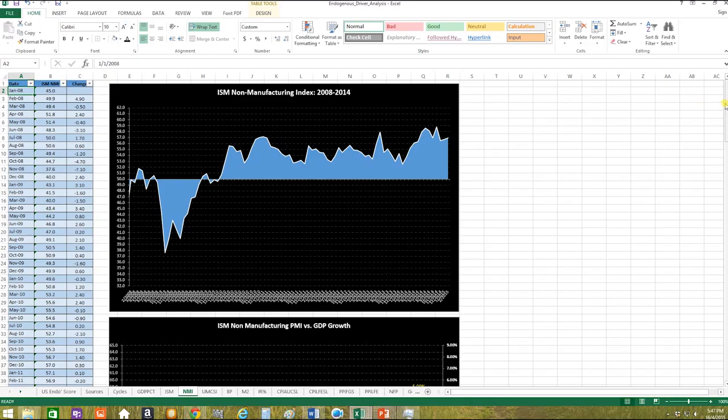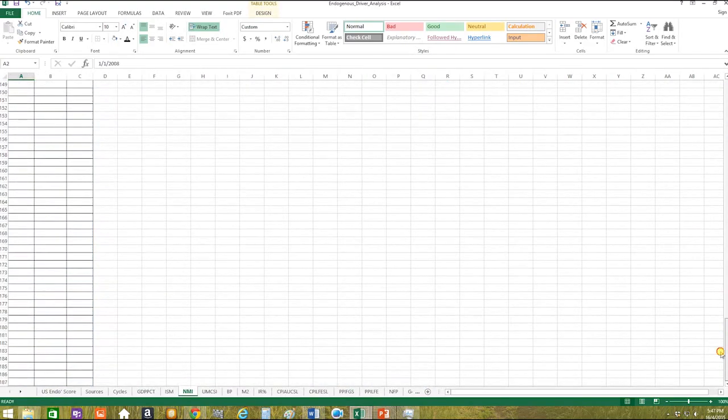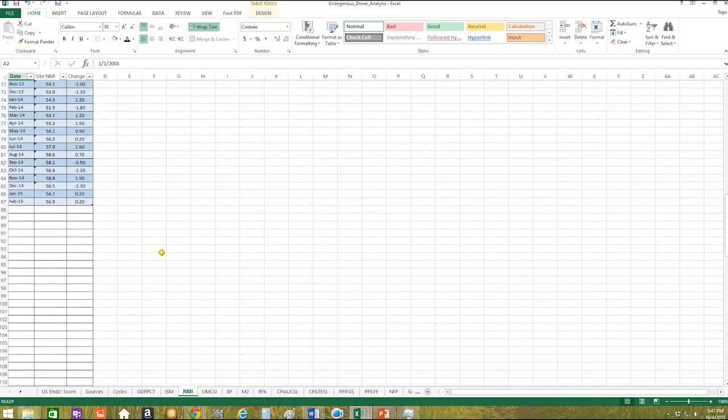and the data goes back to Jan 08. And if we scroll all the way down, we can see that the last piece of data came to us in this spreadsheet in February 2015. The level was 56.9 and the change was 0.2 of a point positive.